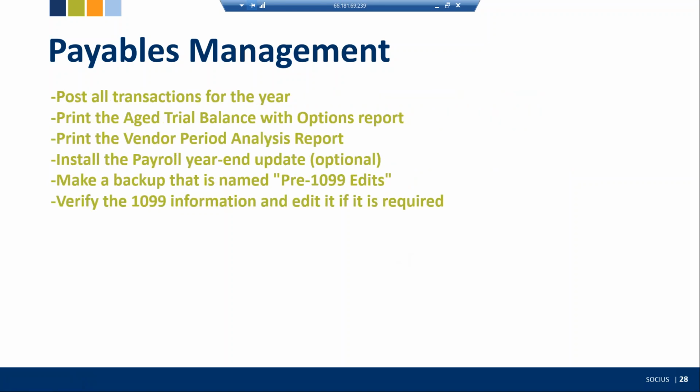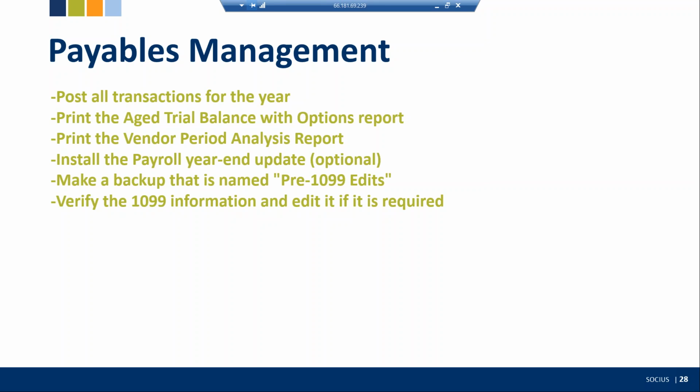So the checklist looks something like this. We post all the transactions for the year, and then some of these are recommended, like printing an age trial balance prior to running the year end is really something you should do. So you want to print your age trial balance with options report. And while it's not required, you should probably consider running the vendor period analysis report as well.